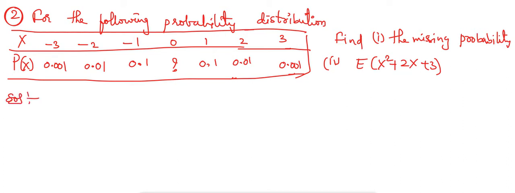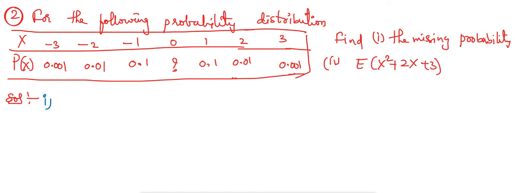The problem is, for the following probability distribution, the random variable x takes values from minus 3 to plus 3, with respective probabilities 0.001, 0.01, 0.1, question mark (the missing term), 0.1, 0.01, 0.001. Find the missing probability, and second, the expectation of x square plus 2x plus 3.